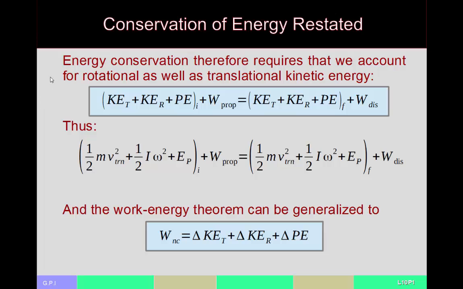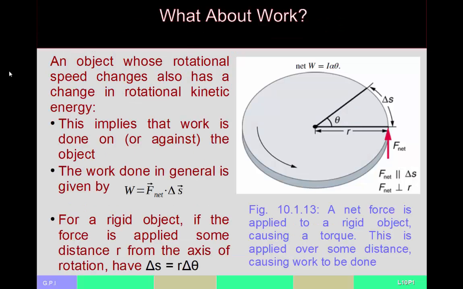Therefore, if you want to restate the conservation of energy, you take the total energy before, and it's equal to the total energy after, for an isolated system, assuming that you have some propulsive work and some dissipative work. Set any terms equal to 0 as needed. So the work-energy theorem can be generalized to say that the total non-conservative work is equal to the change in translational kinetic energy plus the change in rotational kinetic energy plus any change in potential energy for the system.